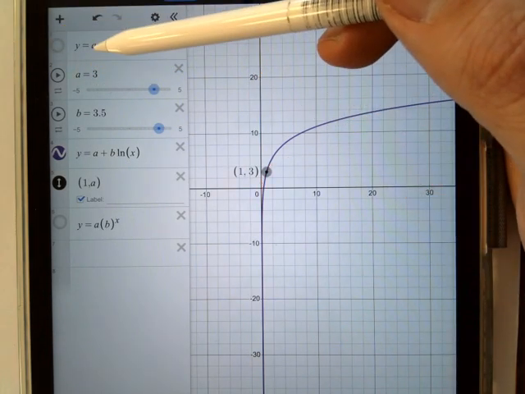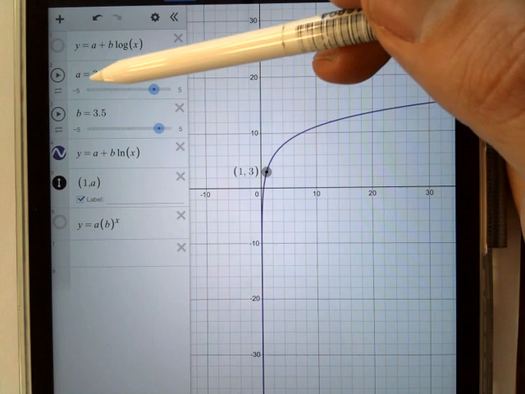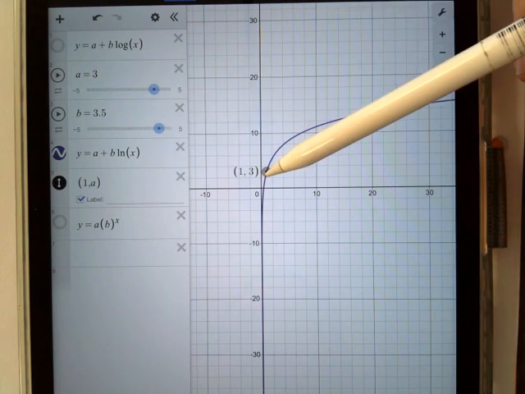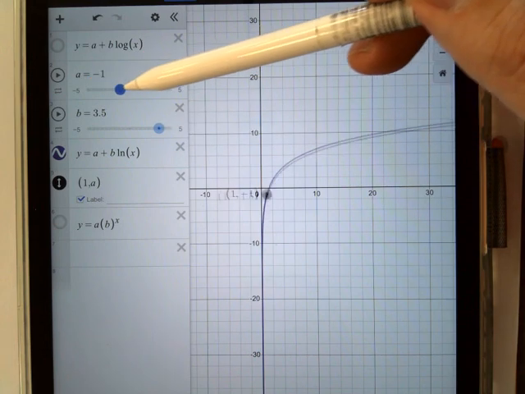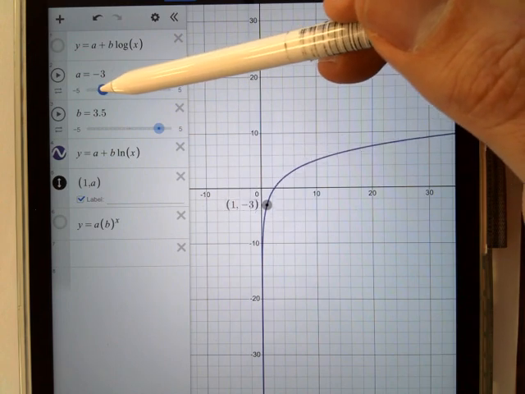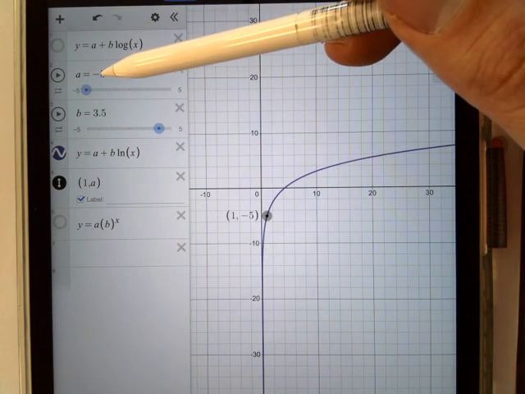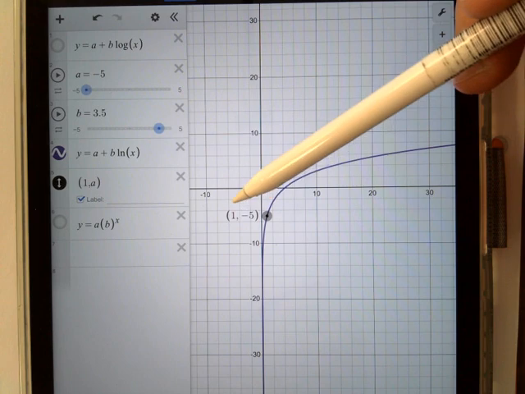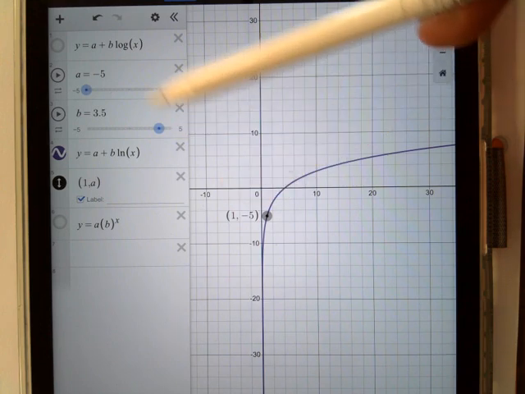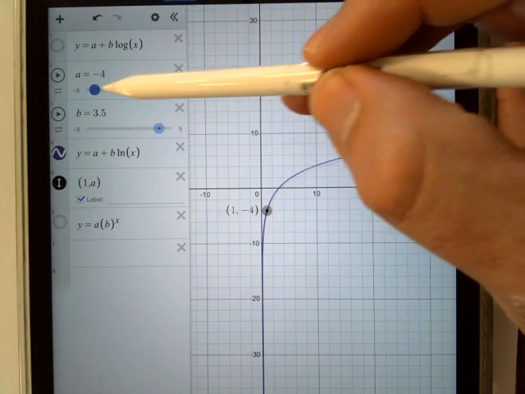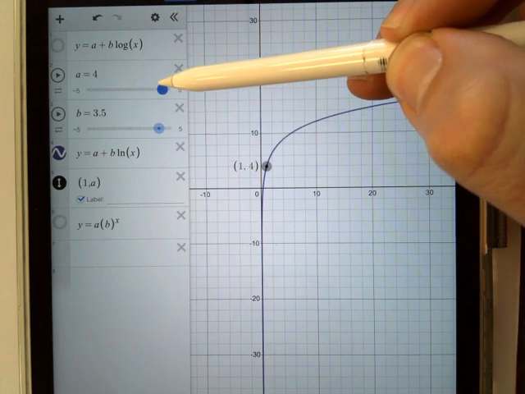But 1, A, this A is the same as 3, is still on there. So whatever I change A to, say it's -5, then guess what? It's going to be (1, -5) on the graph. Most of the time, it's going to be in the positives.